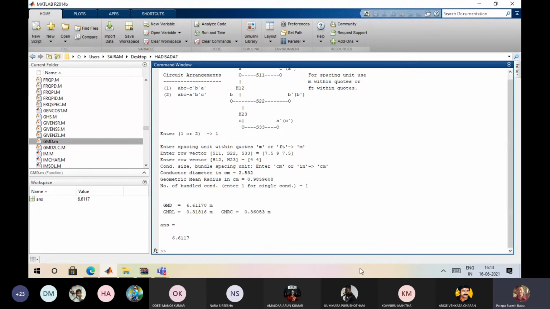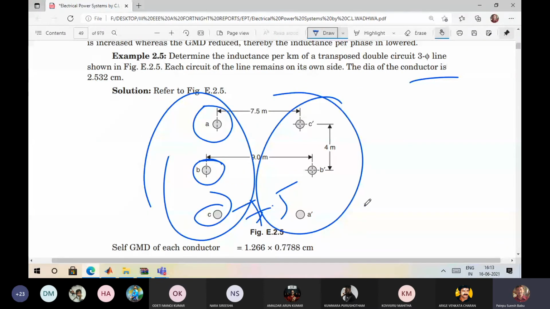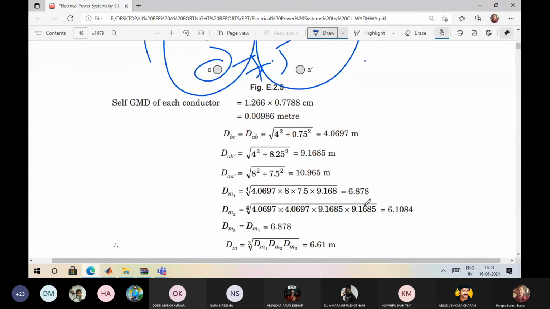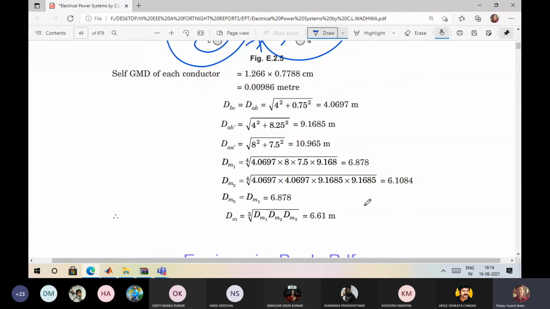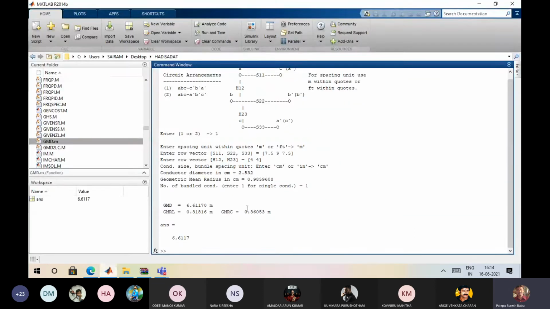Here you can observe the GMD is equal to 6.61 in the problem, and in our theoretical calculation we obtained 6.61. In MATLAB the practical value is 6.6117. In theory we have only two digits after the point, while practically we obtained four digits.